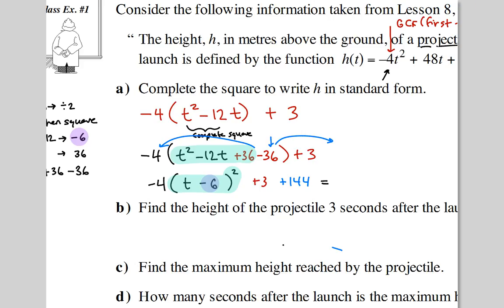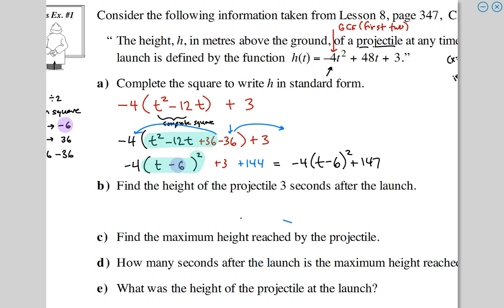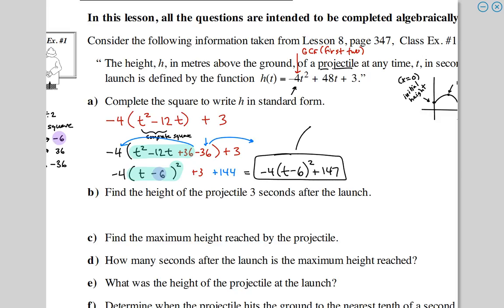And you get negative 4 t minus 6 all squared plus 147. And this is your new formula. Okay, and now from that formula, you can get a vertex, right? Positive 6 and 147. Very nice. So that means the axis of symmetry occurs at x equals 6. And the max or the min happens at 147.